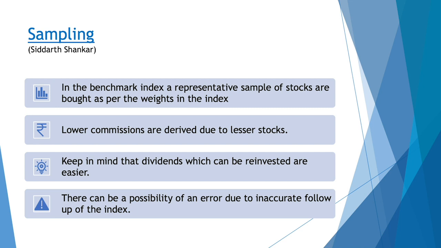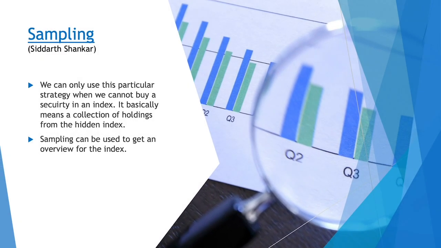Also, there is a possibility that an error can occur, mainly due to inaccuracy in following the index. Additionally, we can only use a single strategy because we cannot buy every security in an index. Basically, it means that there is a collection of holdings in the index, and sampling can be used to get an overview of the index.